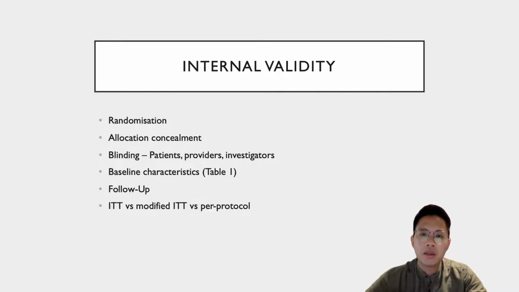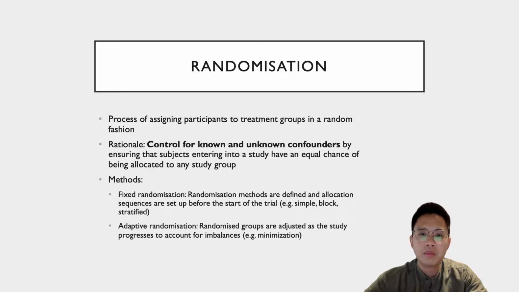So when we look at the internal validity of an RCT, these are the 6 key components that we need to examine. Firstly, randomization. Secondly, allocation concealment. Thirdly, blinding. Fourthly, the baseline characteristics that are oftentimes reflected in Table 1. Fifthly, the follow-up. And sixthly, the analysis protocol, whether it's intention to treat or per protocol.